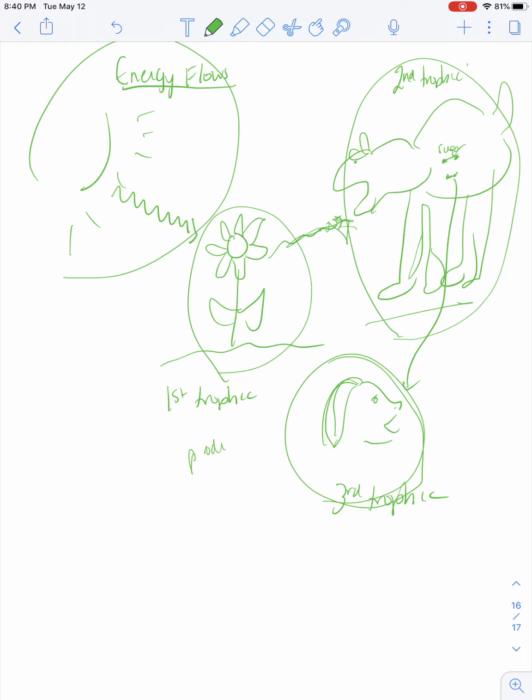And if this is a producer in the first trophic level, then this is the primary consumer because this is the first thing to consume the producer. And then we become a secondary consumer because we are the second thing to consume it. So this is an example of how energy flows, starting with the sun, the original source of energy, through a food chain or a food web. So that was last week.